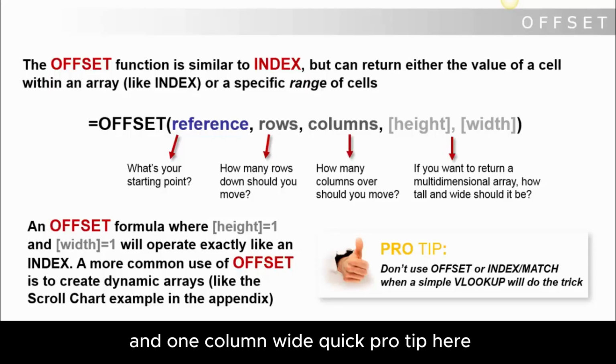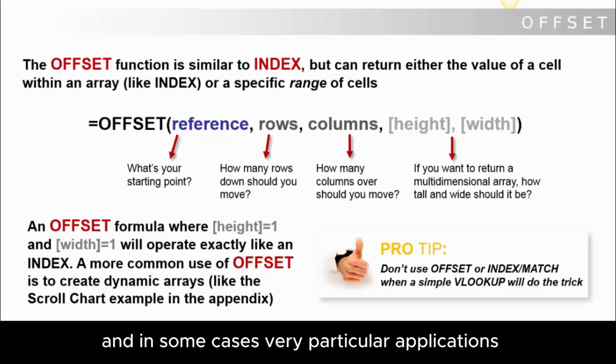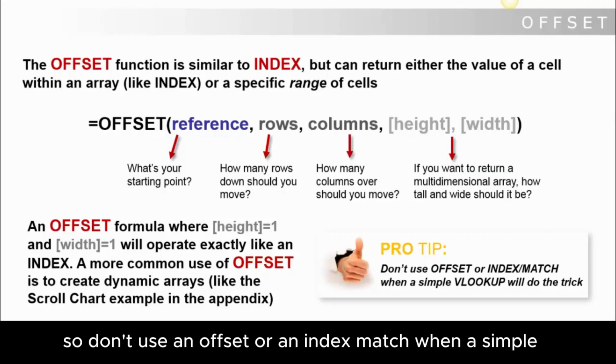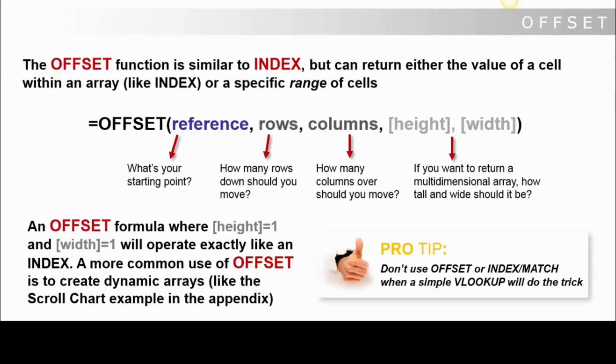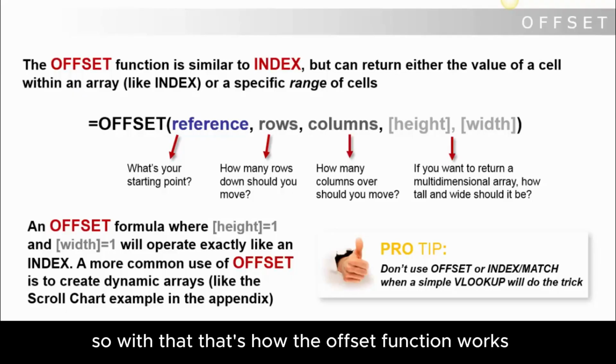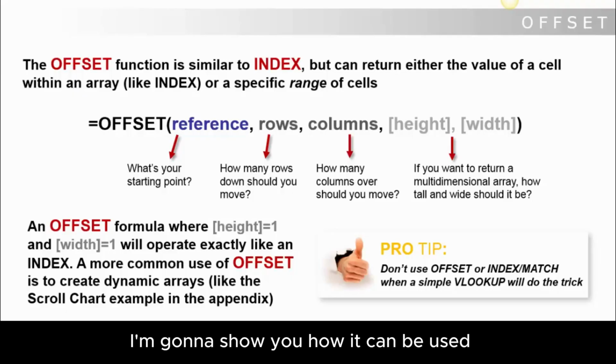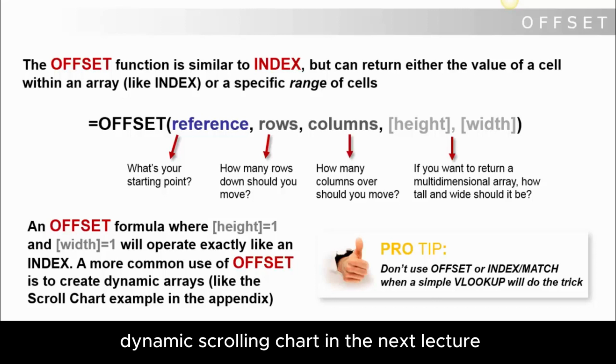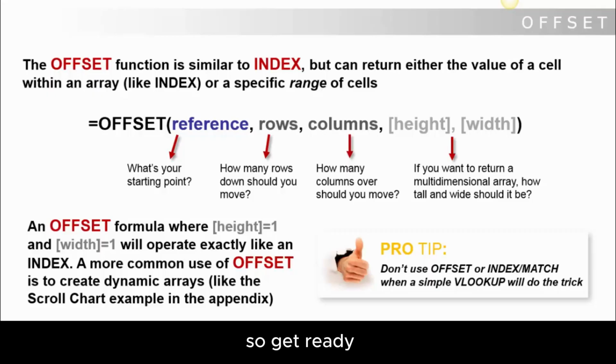Quick pro tip here: I'm showing you all these functions like offset and index match, which have very specific, and in some cases very particular applications. Don't get too caught up in using them just for the sake of using them. So don't use an offset or an index match when a simple VLOOKUP will do the trick. So with that, that's how the offset function works. I'm going to show you how it can be used to build a really cool dynamic scrolling chart in the next lecture, so get ready.